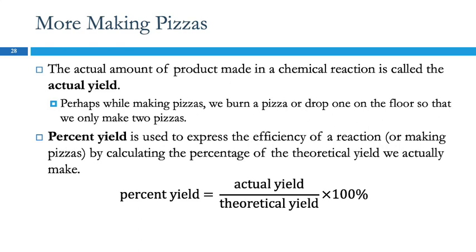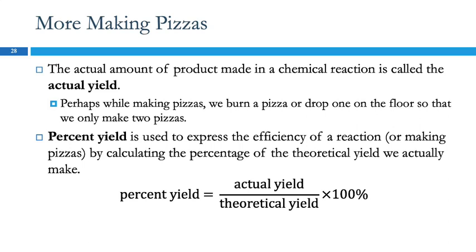The amount that is actually made is called the actual yield. You might burn one, drop one on the floor, dog might be an issue, etc. So what if we only make 2 pizzas and we could have made 3? Well, how do we say how efficient we were at making pizzas? We can talk about a percent yield. So that's going to be how much we actually made, divided by how much we should have been able to make. And then the percentage is times 100.